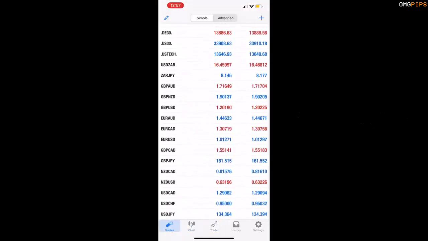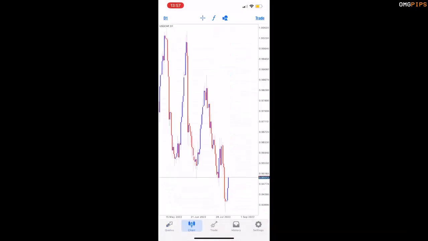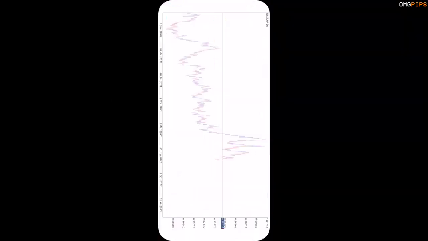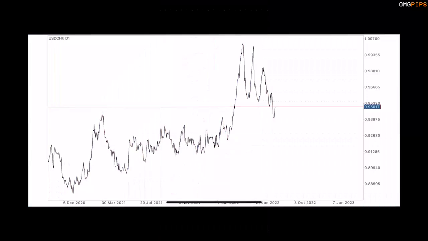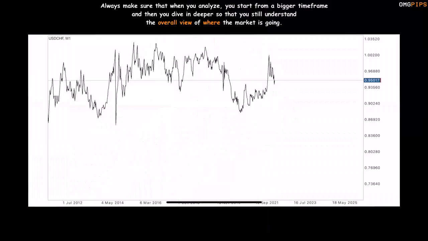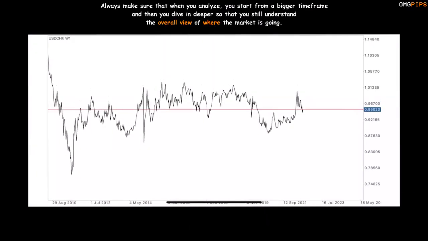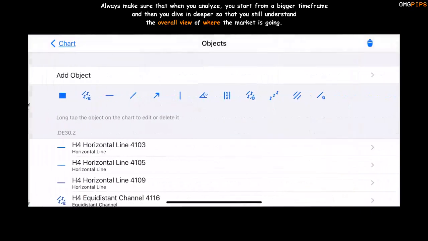So secondly, guys, I'm going to analyze my next pair, which is still going to be a currency instrument, USD Swiss franc. So guys, as you all know, we always turn our phone horizontally, and we start from a daily time frame or a weekly time frame. Always make sure that when you analyze, you start from a bigger time frame and then you dive in deeper, so that you still understand the overall view of where the market is going.